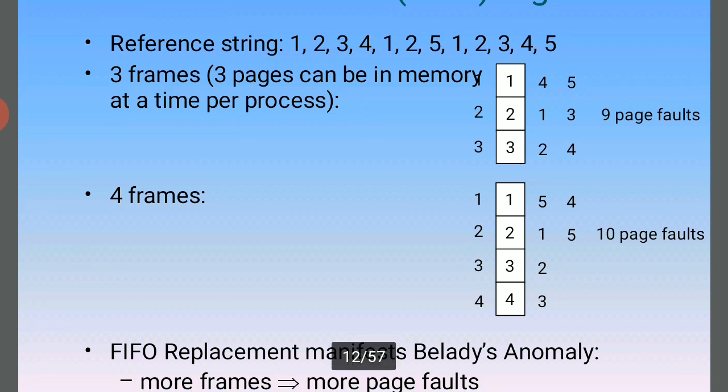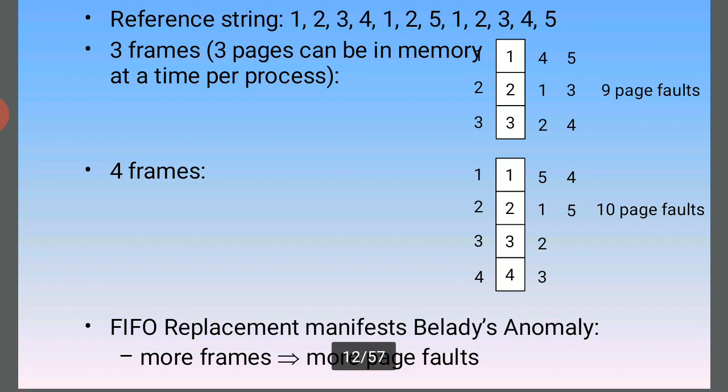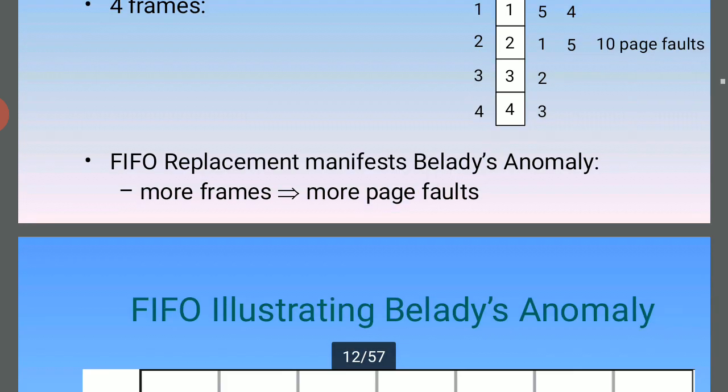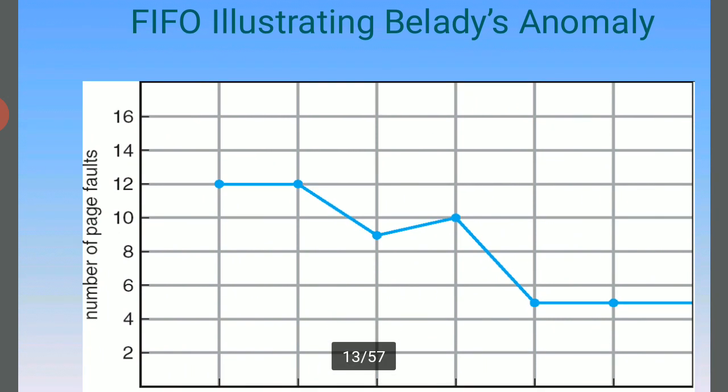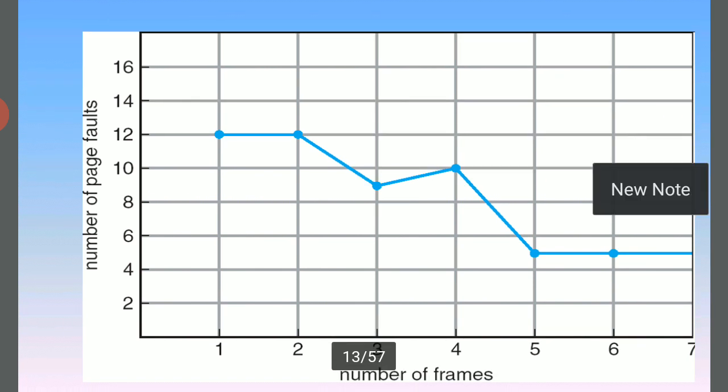So here 1 2 3 and then 1 2 3 4, 4 1 2 and then 5 1 2 3. So 5 3 4, here 9 page faults and 10 page faults. So in FIFO replacement, this is Belady's anomaly: with more frames, there are more page faults. In the FIFO illustration and Belady's anomaly, see the number of page faults and the number of frames.